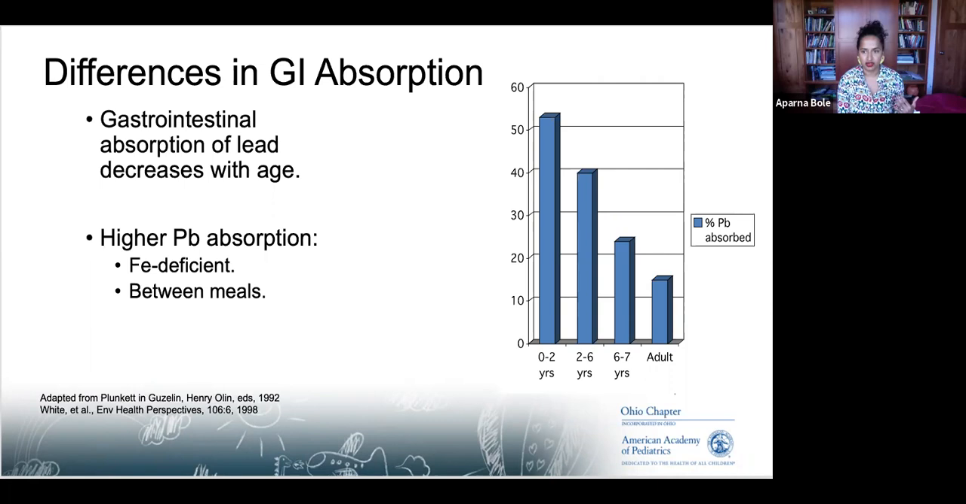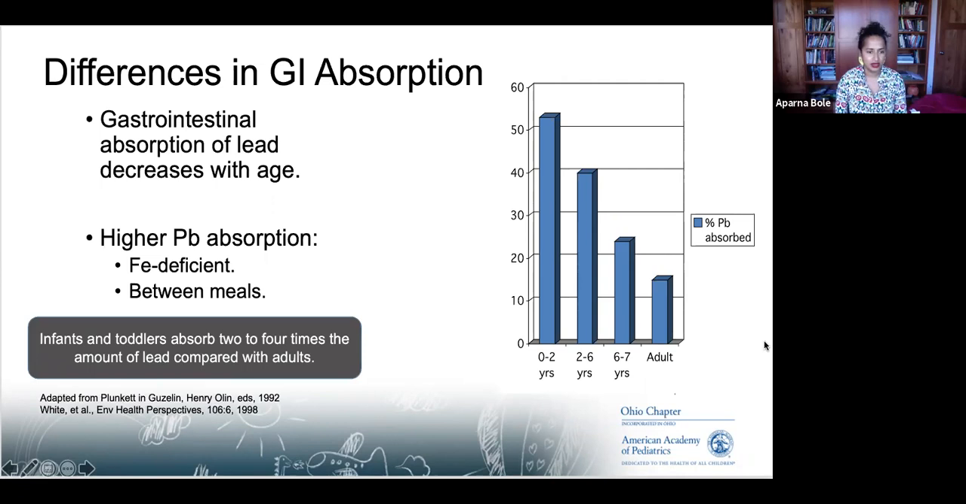If you click the arrow, I think there's a little animation here. So just to add that, in fact, infants and toddlers absorb 2 to 4 times the amount of lead that adults do.